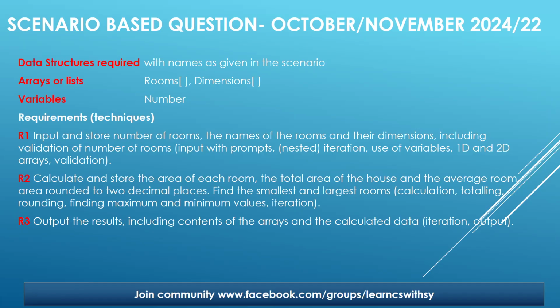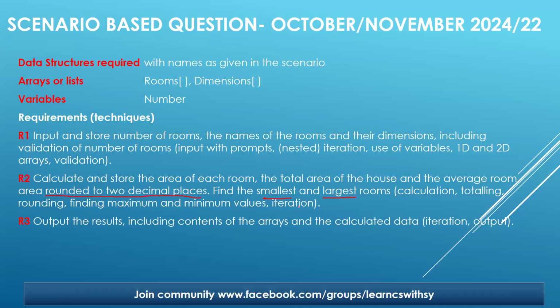After the first requirement, the second requirement says I have to calculate and store the area of each room, and I have to find out the total area of the house and the average also. Again, do not forget to round to 2 decimal places. Very important thing is I need to round off my area to 2 decimal places. After that, the smallest room and the largest room are also found. For that, I have to perform the right calculations, the right method to find maximum and the minimum. And definitely it is to be done using iteration.